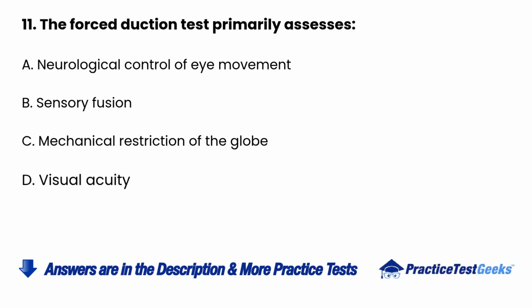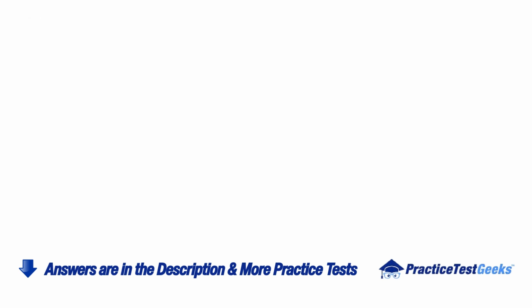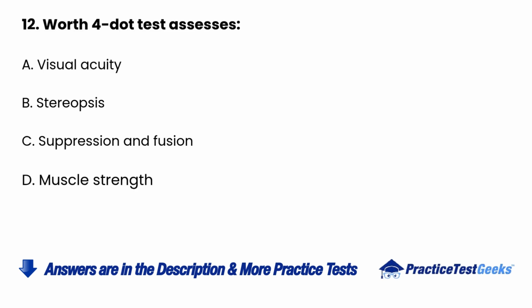11. The force duction test primarily assesses A. Neurological control of eye movement. B. Sensory fusion. C. Mechanical restriction of the globe. D. Visual acuity. 12. Worth 4 dot test assesses A. Visual acuity. B. Stereopsis. C. Suppression and fusion.